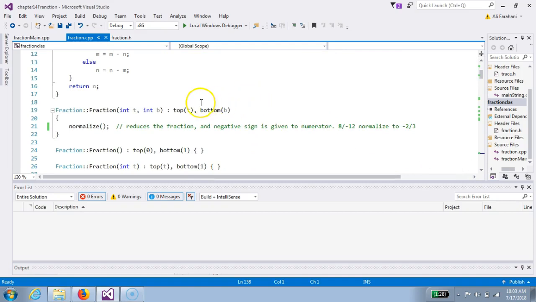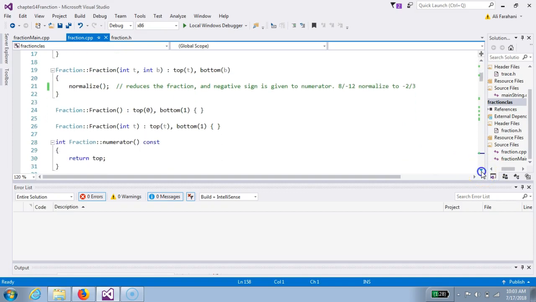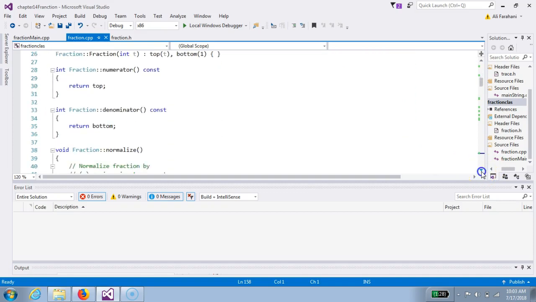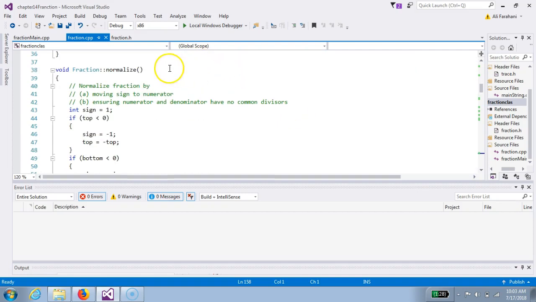There is another function called normalize. I'm not going to go over the code, but here is the normalize function. What it does is move the sign to the numerator and also reduce the fraction to the lowest common denominator. What do I mean by that?